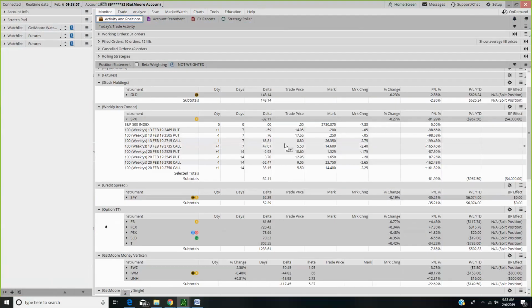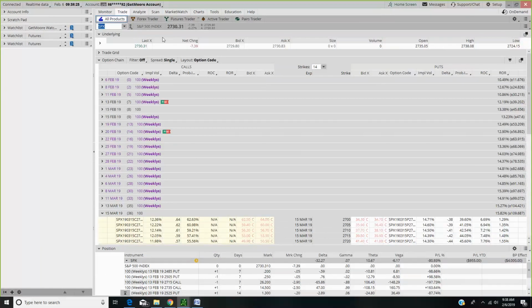Right here, if you notice, we still have 7 days left in our first iron condor. We have 14 days in our second one. So now we're going to place another one, and we're going to follow the same mechanics.